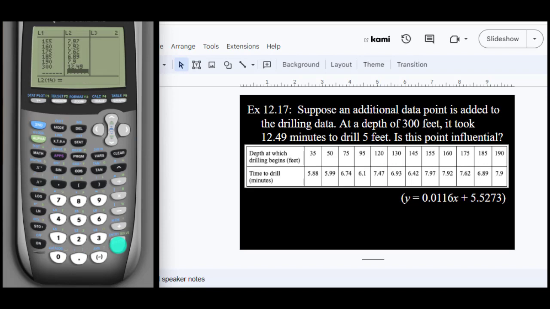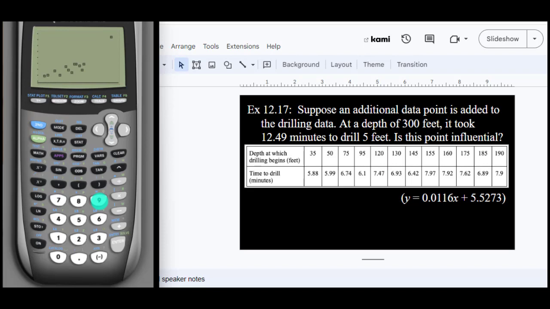Now the first thing I want to do is go back and look at a scatter plot just to see what's going to happen visually. So second y equals, I'm going to change this back to a scatter plot. And I'm going to go to list 1, and for the y list, I'm going to go to list 2. Okay, and then I do want to make sure I clear off that equation. So zoom 9 will take us to that scatter plot.